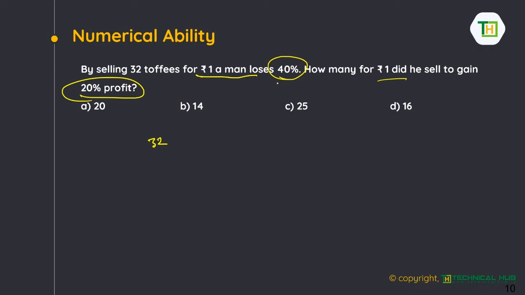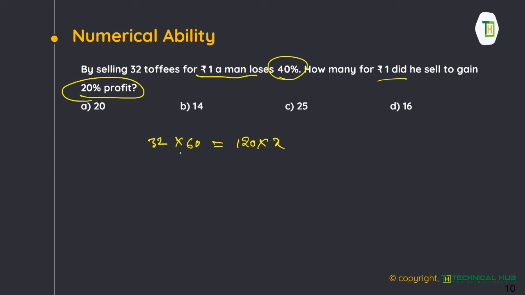32 toffees. Initially, there is a loss. Loss 40 percentage indicates that 60 percentage is the selling price, right? For that selling price, the number of toffees is 32. Now, in order to gain 20 percentage, 20 percentage gain indicates that 120 is the selling price. And we need to calculate the number of toffees.